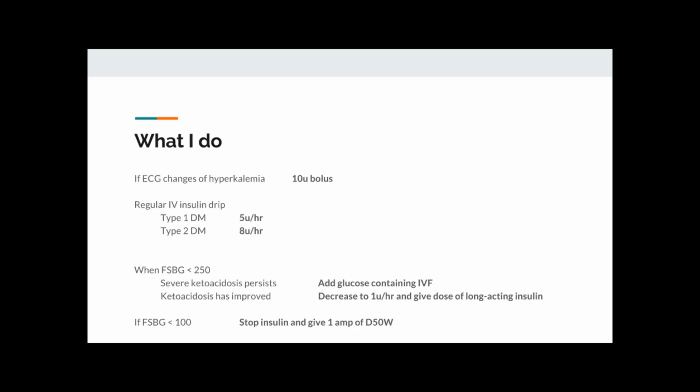As I mentioned, I'm a nephrologist. A couple days ago I diagnosed a DKA patient with end-stage renal disease. So actually, DKA is extremely rare in end-stage renal disease patients because they're on dialysis. But if they do develop it, they would lose half of the insulin dose. That's fair.